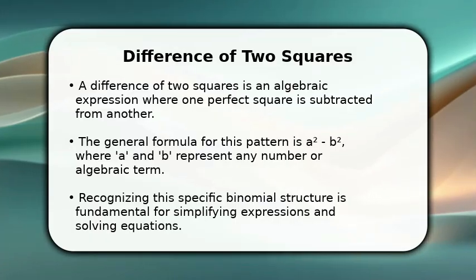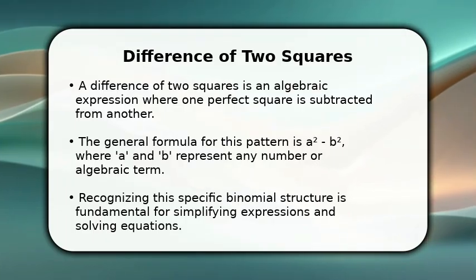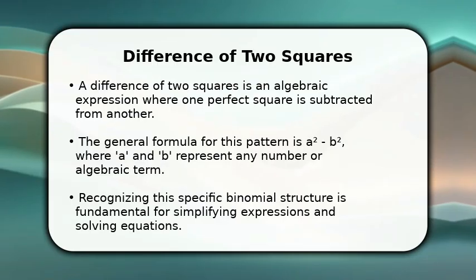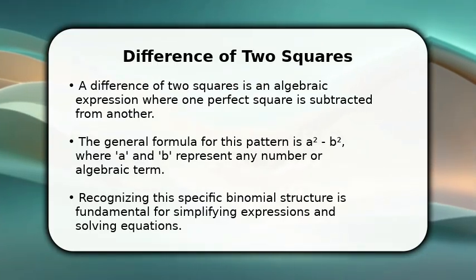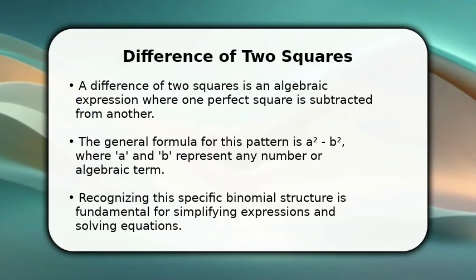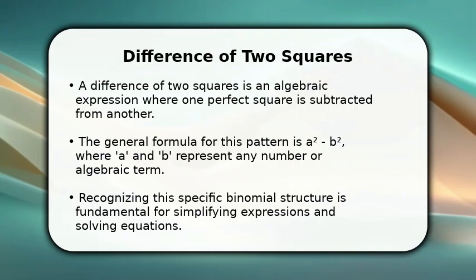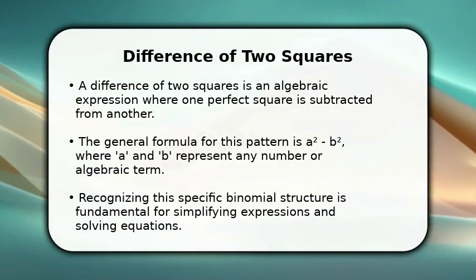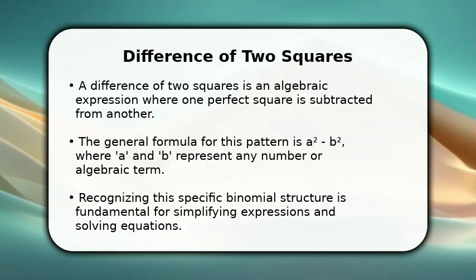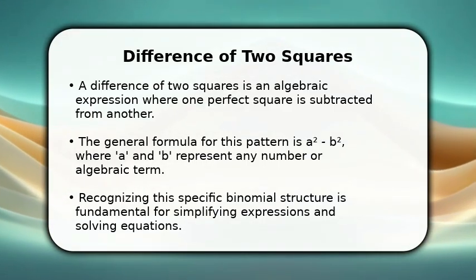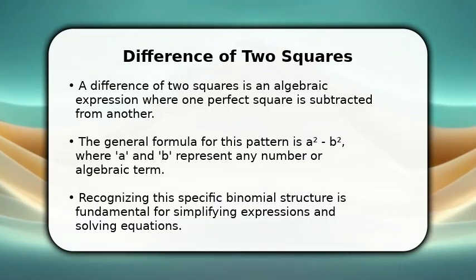In this video, I will explain the difference between two squares. This fundamental algebraic concept involves subtracting one perfect square from another. The general form is a squared minus b squared, where a and b represent any numbers or algebraic terms. Understanding this pattern is crucial for simplifying expressions and solving equations efficiently. It's a special type of binomial that appears frequently in mathematics.